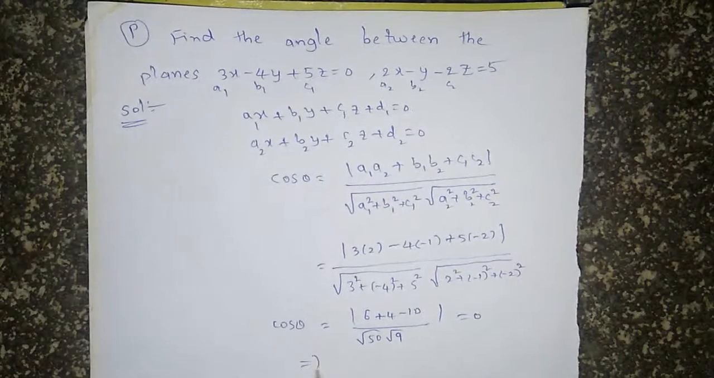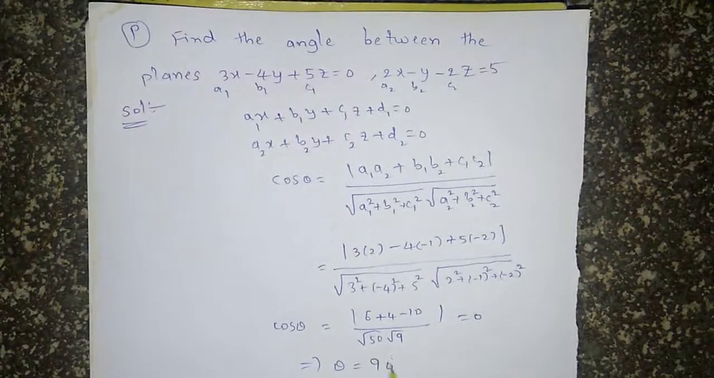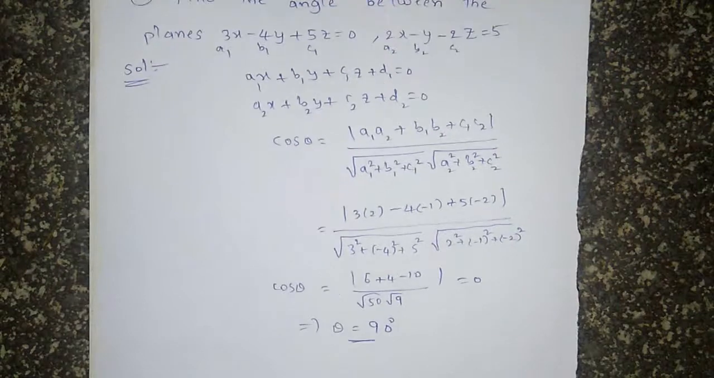So what is the angle? Theta is equal to 90 degrees. The angle between the given planes is 90 degrees.